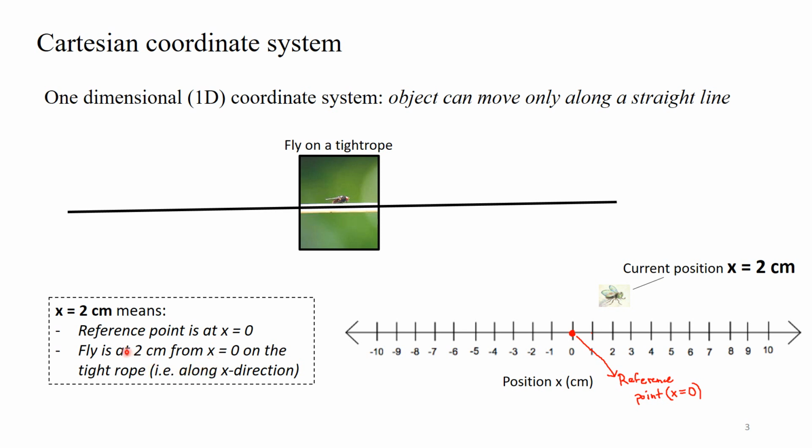Okay, so in other words, the fly is located 2 centimeters from x equals 0 along the x direction, the positive x direction. So for example, if we had x equals -2, then it would mean the fly is located 2 centimeters in the negative direction. That would be 2 centimeters to the left of the origin.